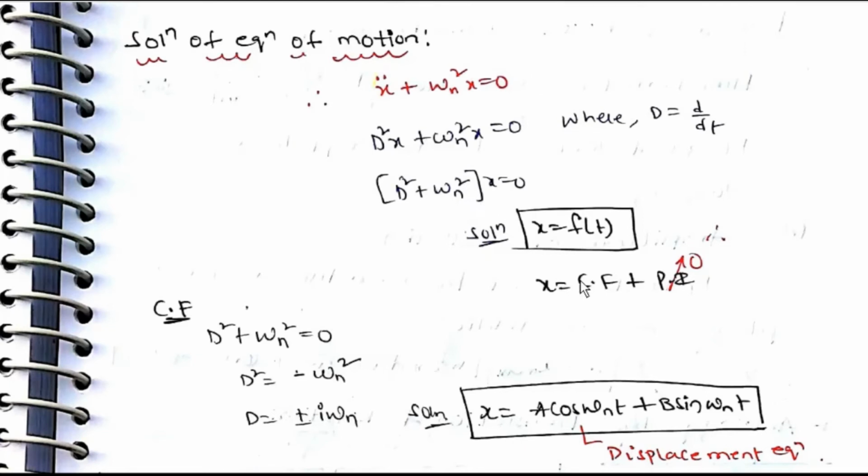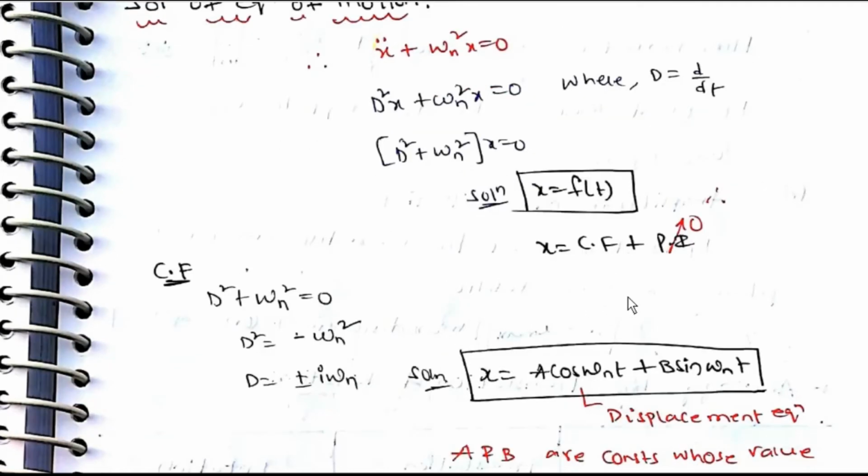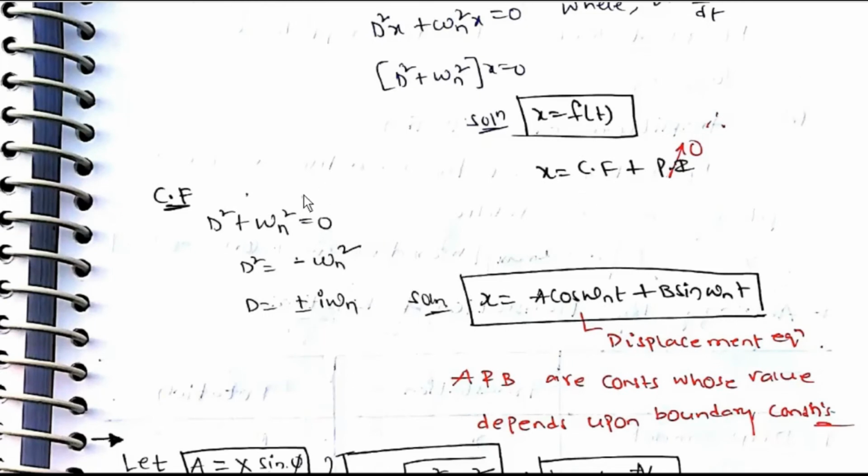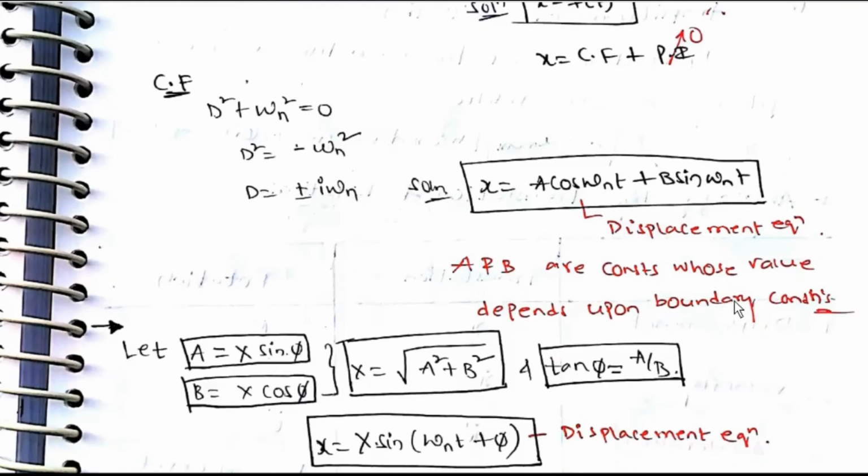X is equal to f of t. X is equal to CF plus PI, where PI is 0. For CF, D square plus omega n square is equal to 0. D square is equal to minus omega n square. D is equal to plus or minus i omega n. X is equal to A cos omega n t plus B sin omega n t. This is the displacement equation. A and B are constants whose values depend on boundary conditions.